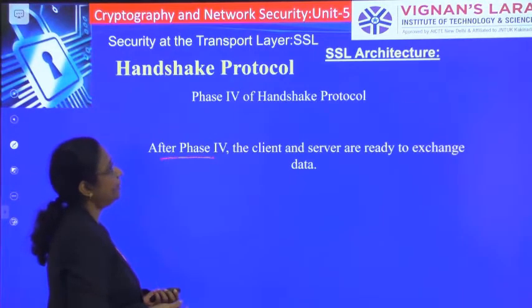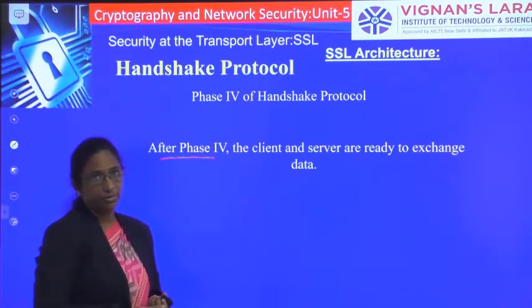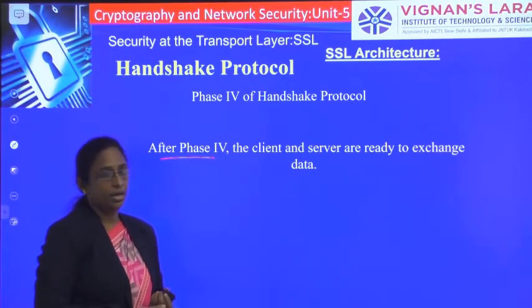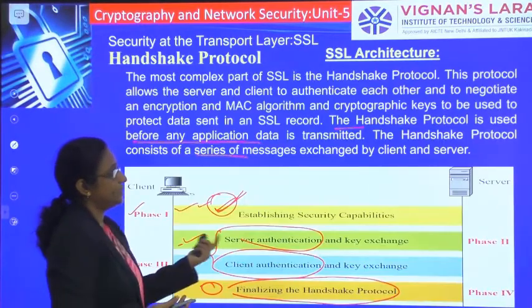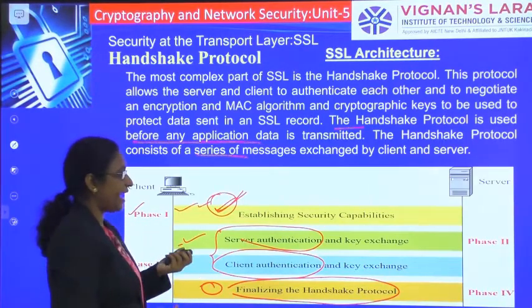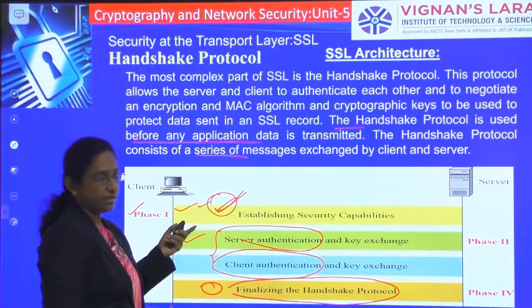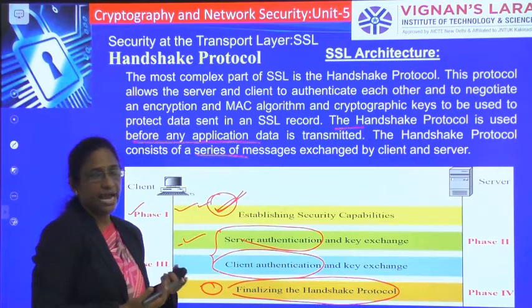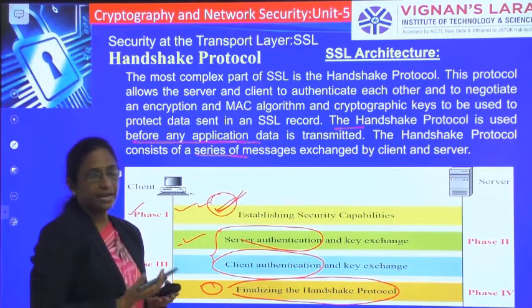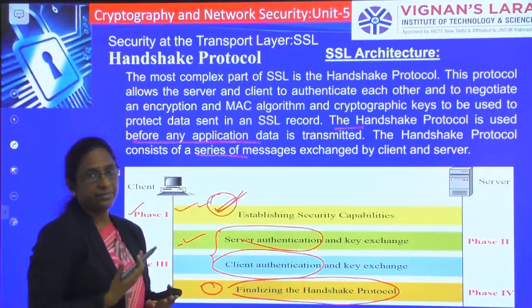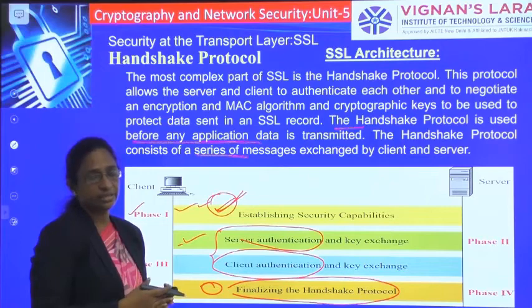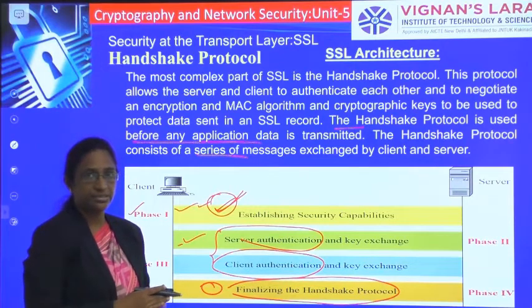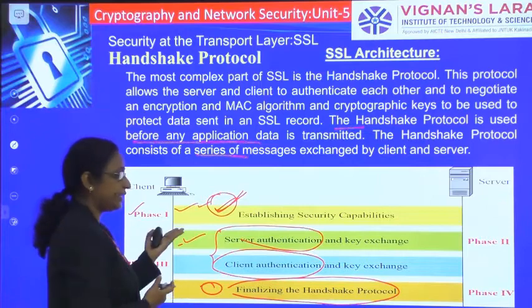The handshake protocol is used for negotiating. In phase 1 they negotiate the client random number and the server random number used for generating the master key, and also the cipher suite and the compression methods they want to use.